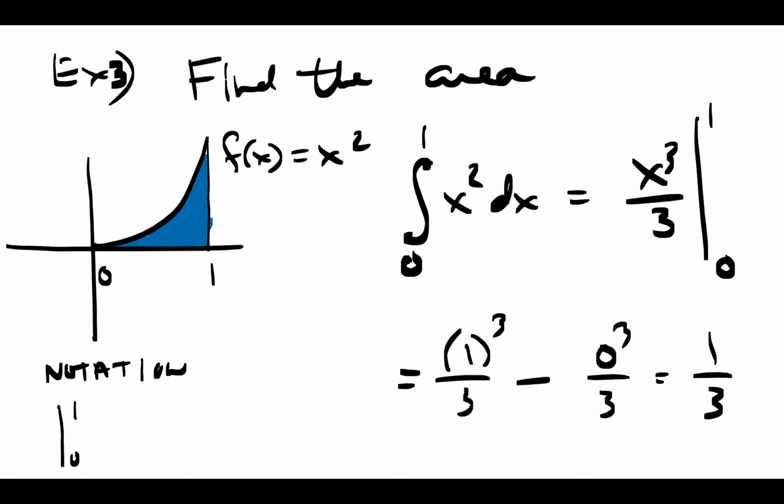Notation off the side. So it's either a bar line going from a to b, or some textbooks will have it like this. They'll go from 0 to 1. It's almost like the end of a bracket.